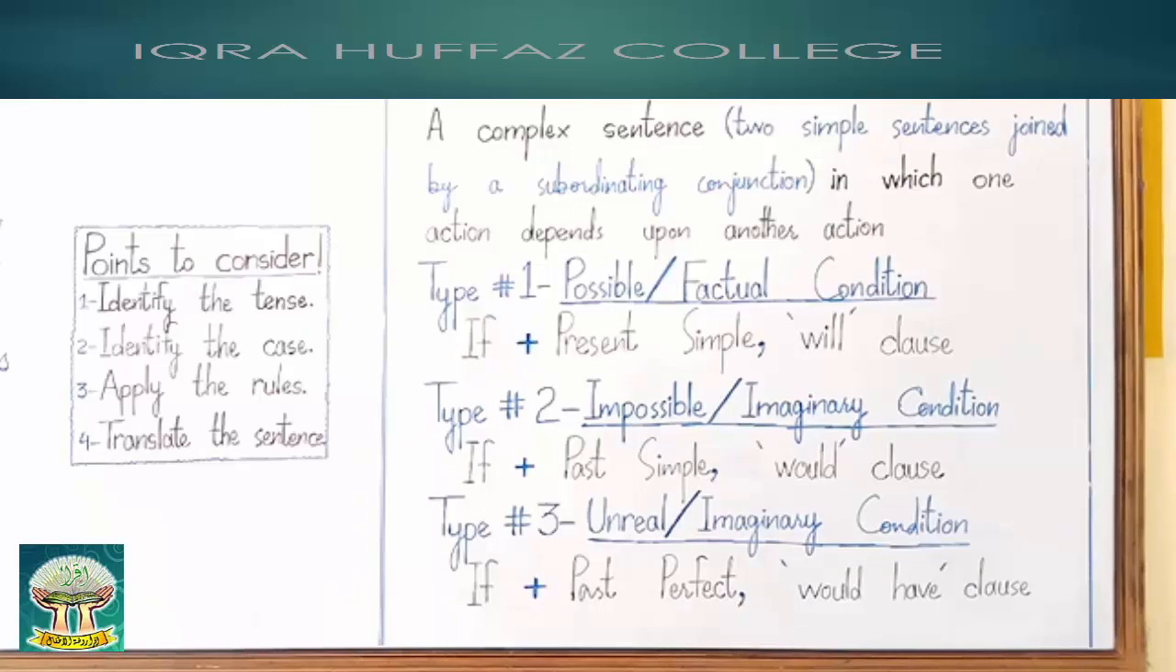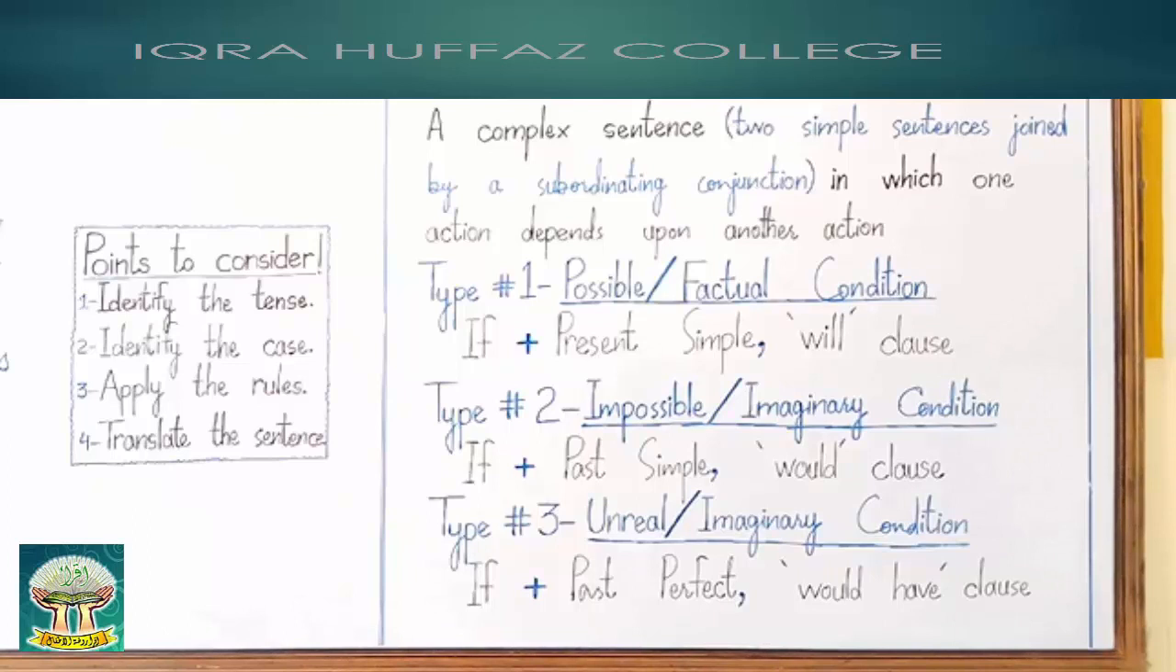This is present simple, this is the first simple sentence, and then will clause, it means future simple. I have written will clause here. Clause means one simple sentence in a compound or a complex sentence. Now you can understand, if there are two simple sentences in a compound or complex sentence, these simple sentences are not called sentences anymore, they are called clauses. Clause means, in easy words, a part of a compound or a complex sentence.